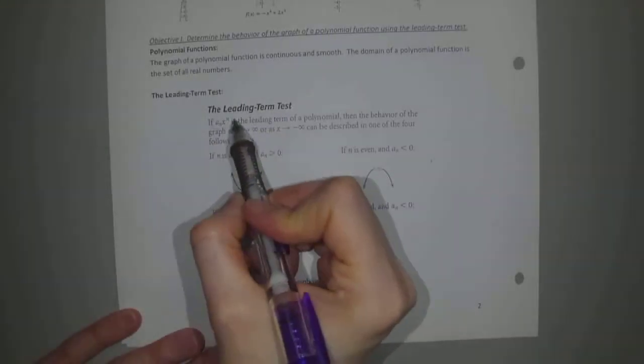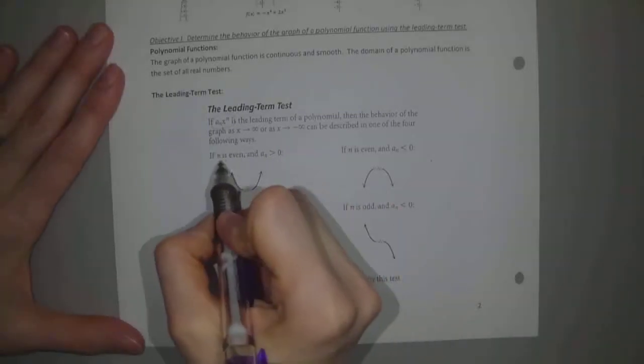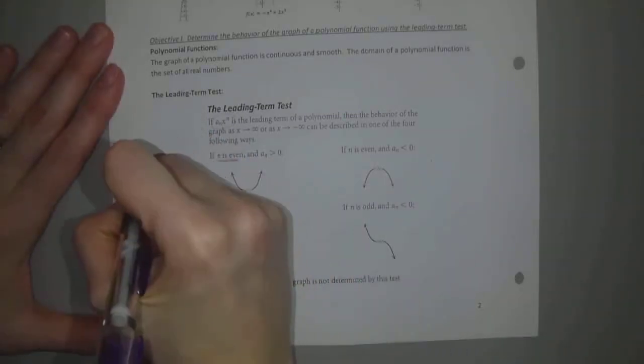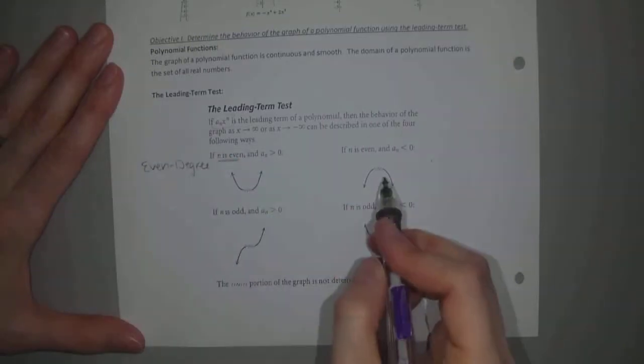If it's an even degree polynomial, so this is very, very wordy, but the leading term test here says the leading term is typically your highest degree, so it's the degree of the polynomial. If it's even, so remember that's called an even degree polynomial, notice it's doing exactly what we said it was going to do. If it's an even degree, think parabola, okay? So an example of this would be y equals x squared, right? It's just your typical parabola. It's an even degree. It's opening up because our a value is positive, right? That's what that's saying. So the arrows are going up.